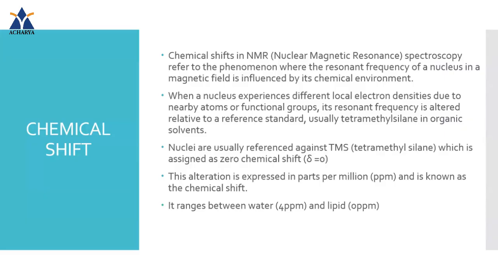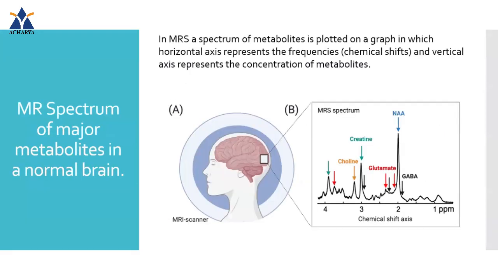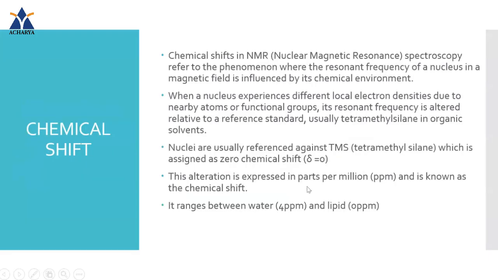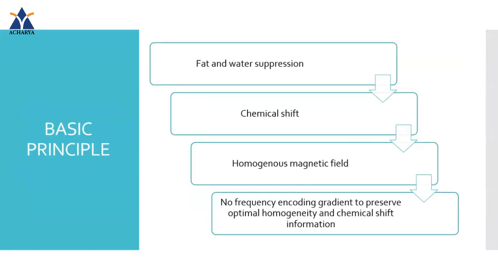It is an example of a lipid. So this alteration is expressed in parts per million. This is the unit for your chemical shift or frequency, and it is known as chemical shift. So it ranges between 4 ppm and 0 ppm. 0 ppm is for TMS and 4 ppm is the chemical shift of your water. So every metabolite you see on this graph lies between the water and lipid peak. This graph is not showing the water peak because we suppressed the water signal. So the basic principle for MR spectroscopy is the chemical shift.